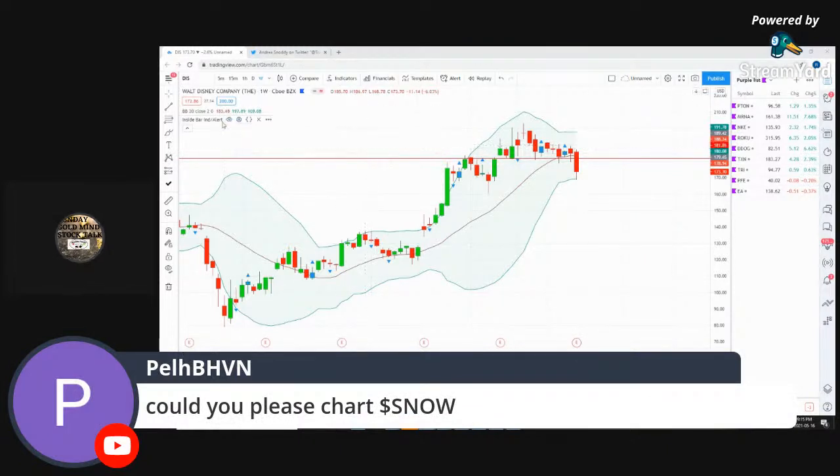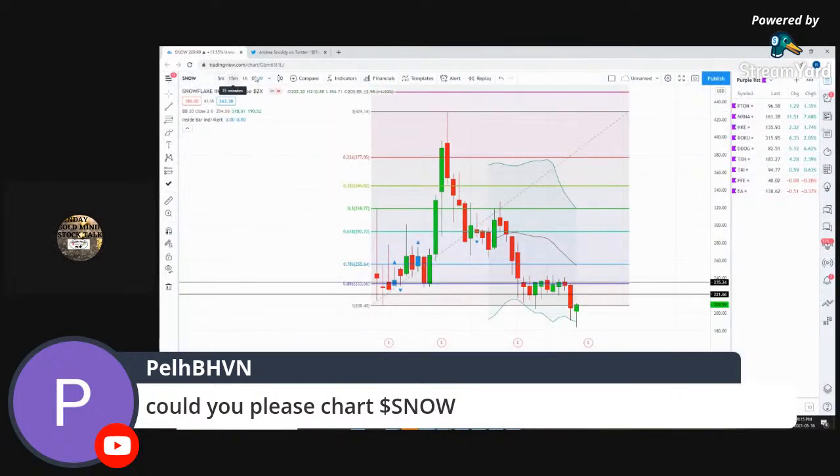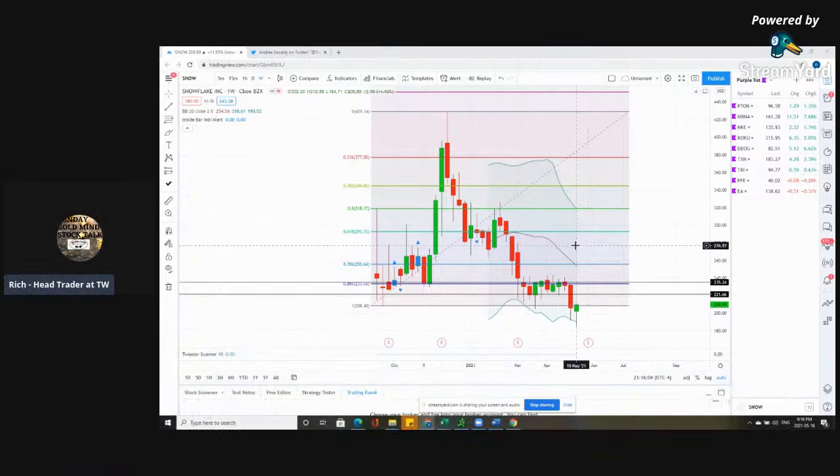PEL, BHVN, snow. All right, let's look at snow. So here's an example of the potential of what can happen on Airbnb, right? This is the potential of what can happen, where we just kind of break through, right? Now it's forming a hammer. This is a very interesting hammer on snow because this hammer is trying to do a double bottom. It's trying to show that the bulls are here.